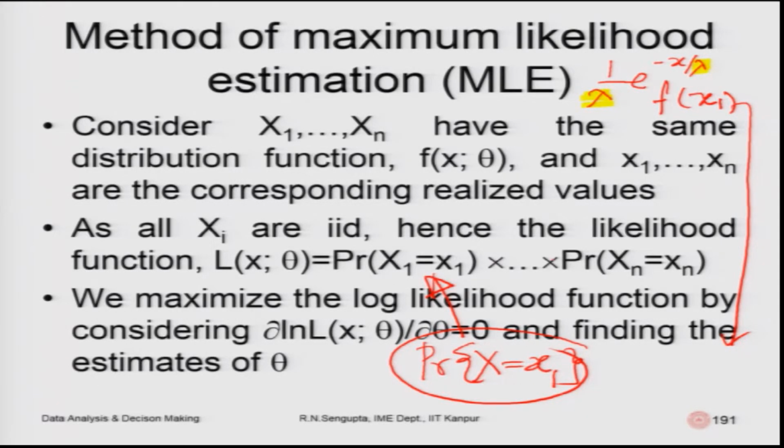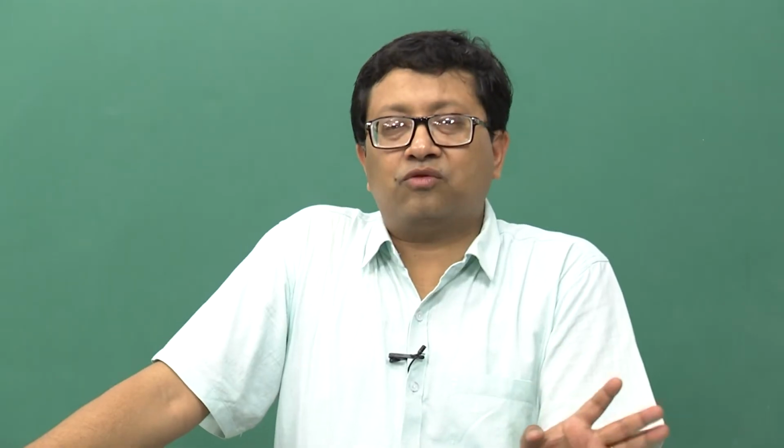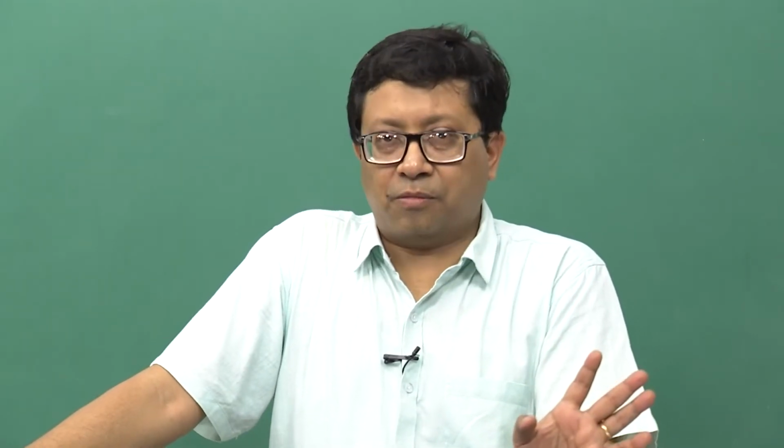Now, considering that we want to find some theta, we want to maximize the probability. That means the value of theta which gives us the maximum chance of picking this observation should be the parameter value such that we are able to maximize the probability.